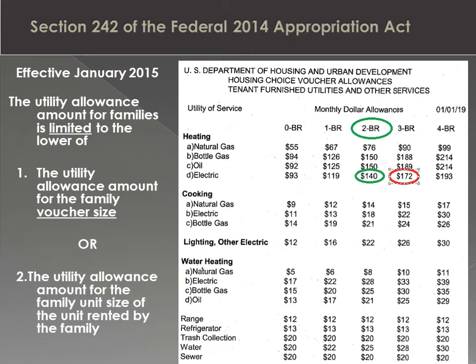Section 242 of the Federal 2014 Appropriation Act says that the utility allowance amount for families is limited to the lower of the utility allowance amount for the family voucher size or the utility allowance for the family unit size as rented by the family. In some cases, a family with a 2-bedroom voucher may locate a 3-bedroom unit which is considered affordable under the 2-bedroom standards. In this instance, the family would only receive the appropriate utility allowance for the voucher size of 2 and not the rental size of 3.